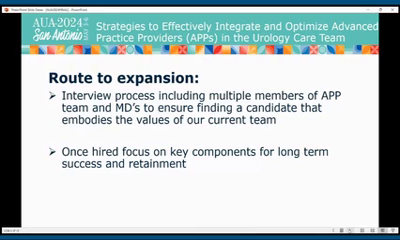Once we were able to identify what our need was in each instance, we then knew we needed to have an interview process involving multiple members of the APP team and MDs to ensure finding a candidate that embodied the value of our current team. And once we hired these APPs, we wanted to focus on key components for long-term success and retainment.